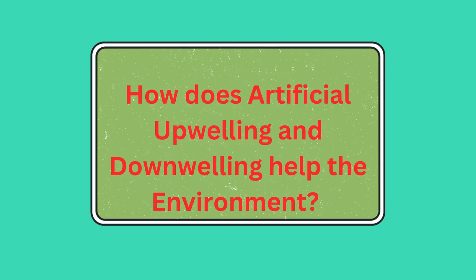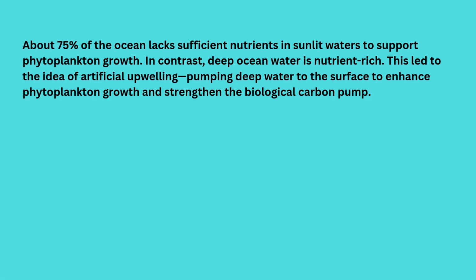How does artificial upwelling and downwelling help the environment? About 75% of the ocean lacks sufficient nutrients in sunlit waters to support phytoplankton growth. In contrast, deep ocean water is nutrient-rich. This led to the idea of artificial upwelling, pumping deep water to the surface to enhance phytoplankton growth and strengthen the biological carbon pump.